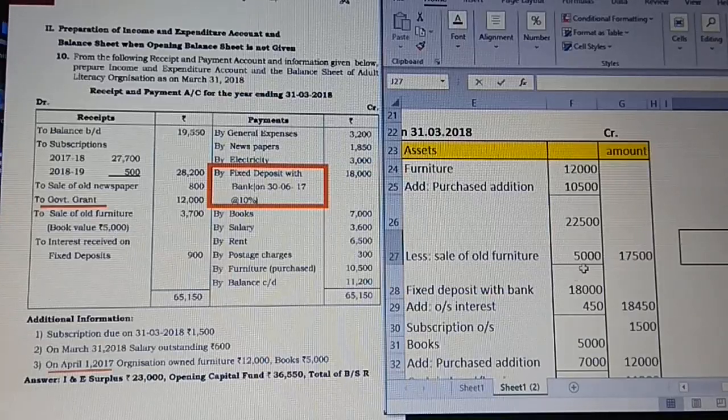So I have minused it. We should always do this once when you find that any old furniture, any old asset is sold out, that needs to be adjusted. The complete book value, the cost price. So I've done it. So I get 17,500.